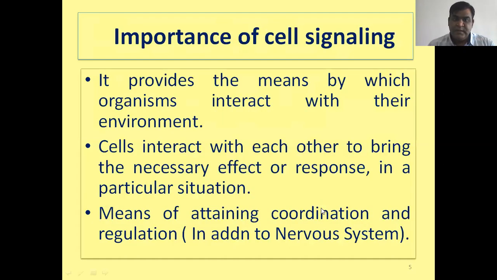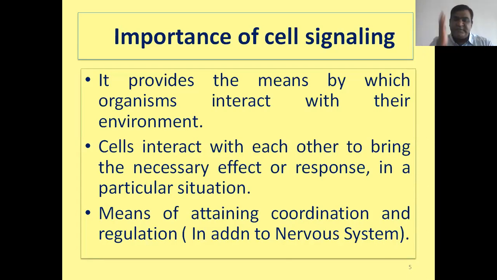Now, cell signaling is very important because it provides a means by which the organism interacts with its environment. Is there any toxic molecule around the vicinity of the cell? Is there a scarcity of nutrients around the cell? All these signals, including various abiotic signals, are conveyed by the environment to the cell, and these signals are received by the cell so that it can respond accordingly.